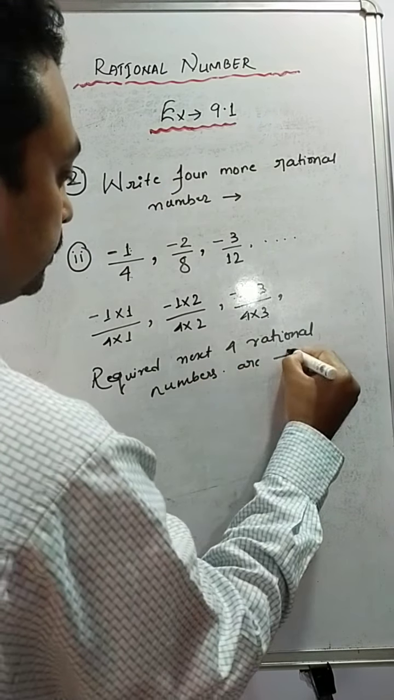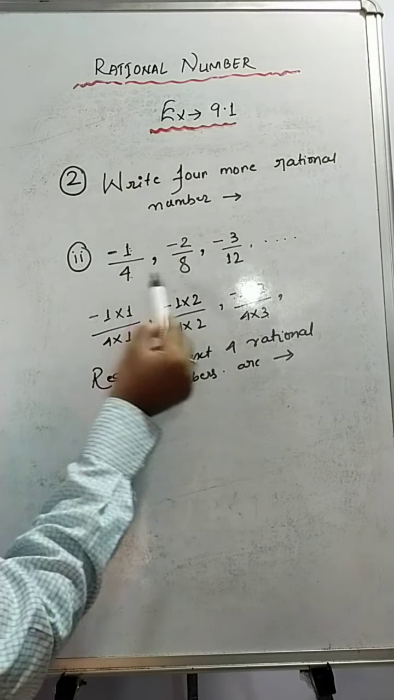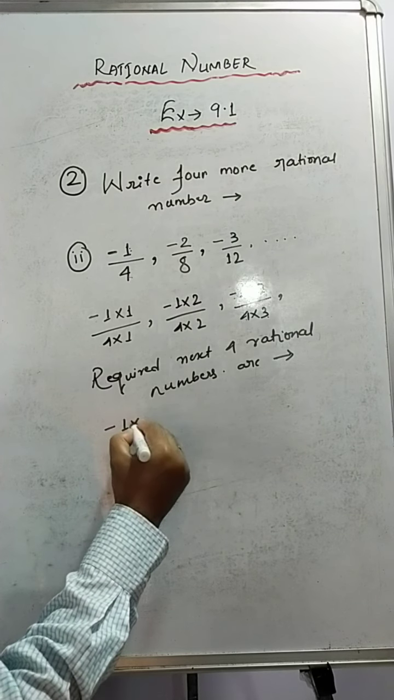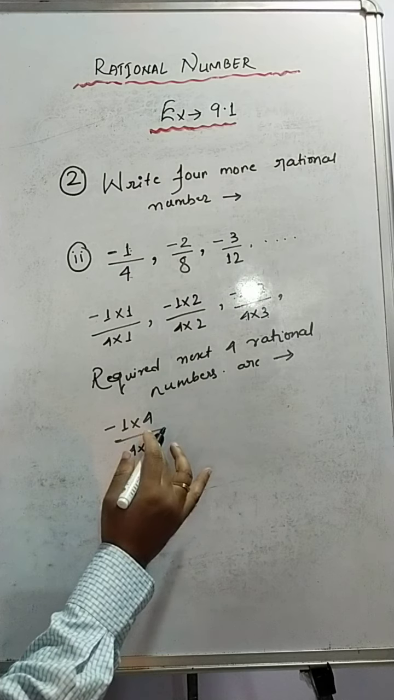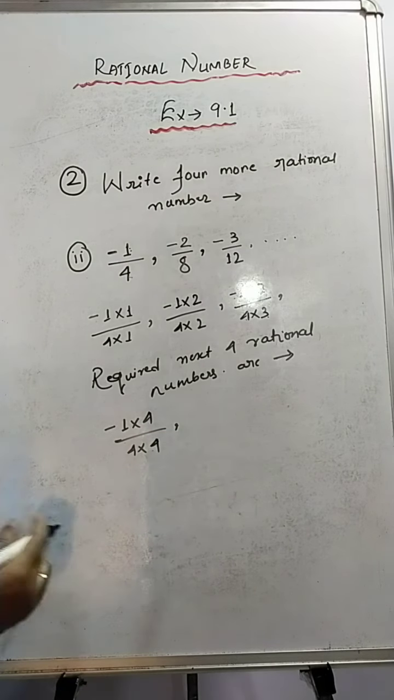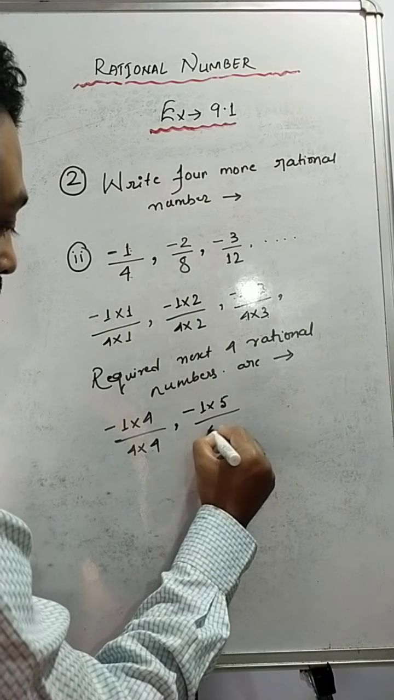They are, that would be what? And we have multiplied this rational number with 3, isn't it? The next one will be minus 1 and 4, and we will have to multiply with 4. That is, yes, 4. So this is the fourth rational number. Now the fifth rational number will be what? We have to multiply both the numerator and denominator with 5.